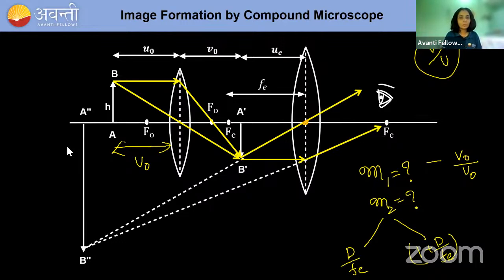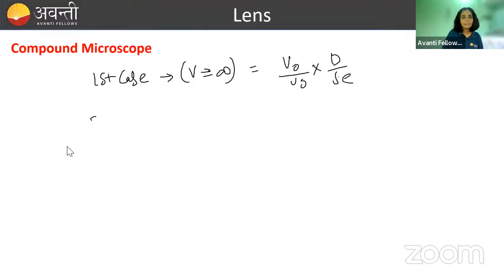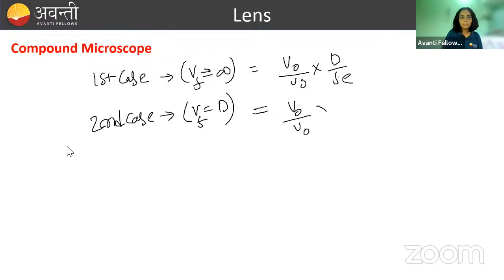So total magnification will depend on cases. M1 will remain same in both cases, that is V naught by U naught. If I write total magnification here, for the first case, when final image is at infinity, magnification will be V naught by U naught into D by Fe. And in second case, when final image is getting formed at least distance of distinct vision, this is V final, remember. So this will be equal to V naught by U naught into (1 plus D by Fe).